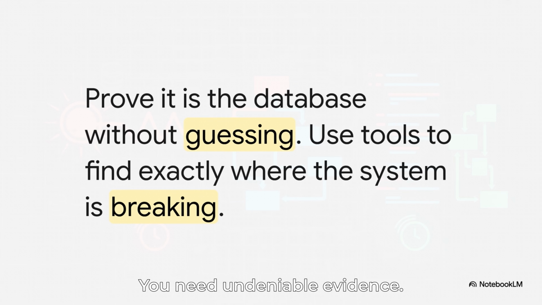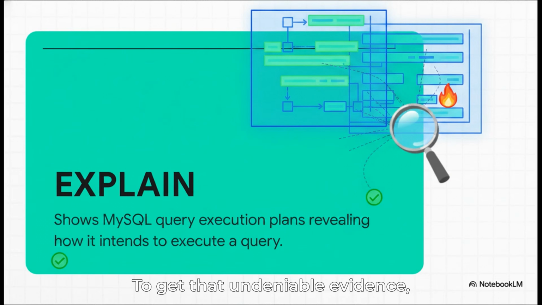You need undeniable evidence. You have to bridge that gap between, hey, the app is slow, and this exact query is missing an index on this exact table. To get that undeniable evidence, we use our ultimate magnifying glass, the EXPLAIN command. Think of EXPLAIN as a window directly into MySQL's internal decision-making process. When you put the word EXPLAIN in front of your query, MySQL doesn't actually run it to fetch data. Instead, it hands over its battle plan. It tells you exactly how it intends to retrieve your data, from which indexes it plans to use, right down to which tables it's going to scan first.